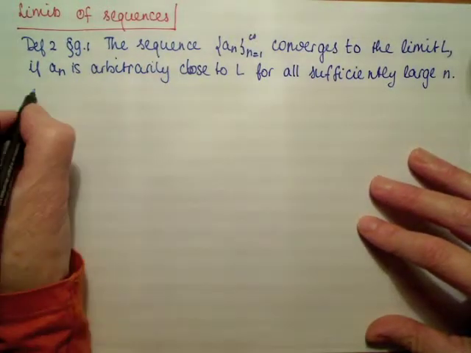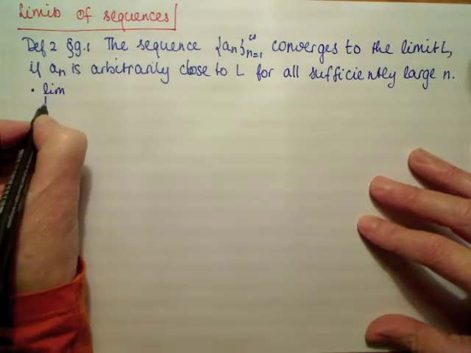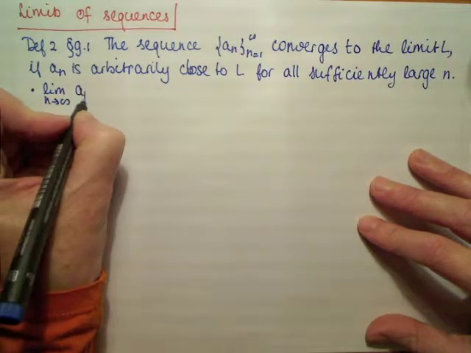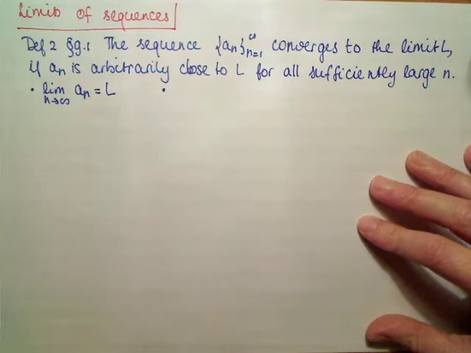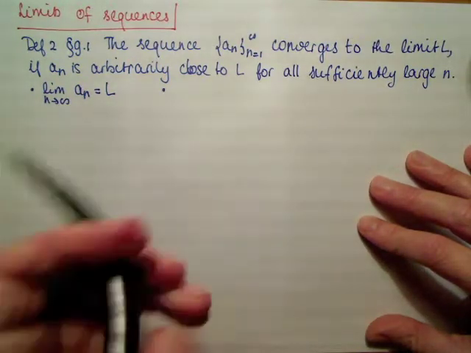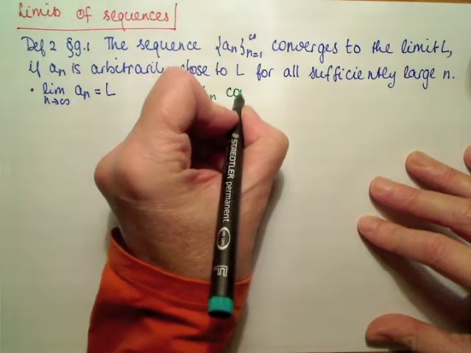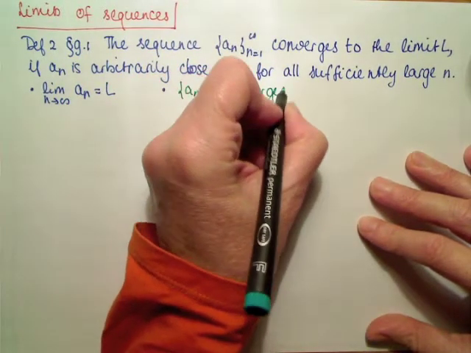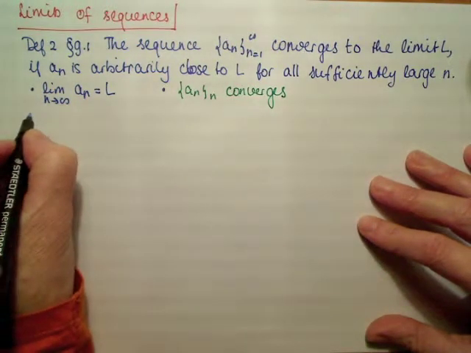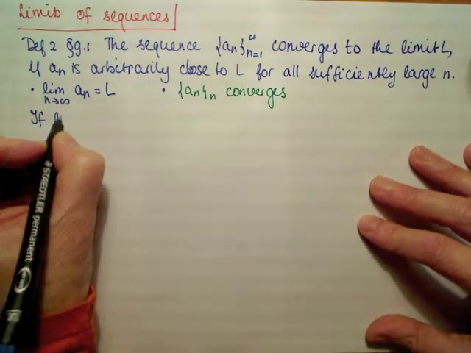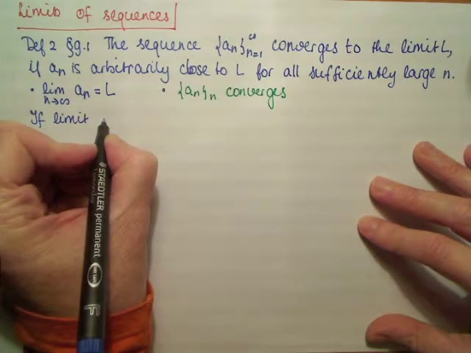Now we write, in this case, the limit for n tending to infinity of an equals L, and what we say is that the sequence of numbers an converges. Now if this limit does not exist, then we say that the sequence diverges.